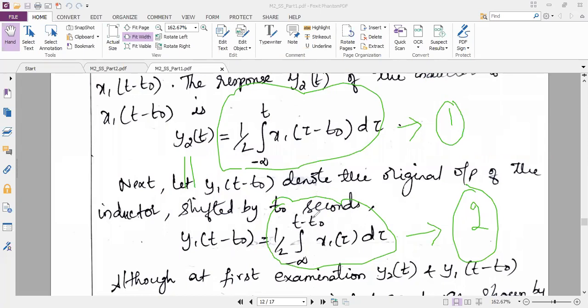I want all of you to write down in your notebook: I'm just going to take a new variable tau dash, which is equal to tau minus t naught. Tau dash is equal to tau minus t naught. Can anybody guess where we are going to substitute this? In which equation? Equation 1, yes, very good.